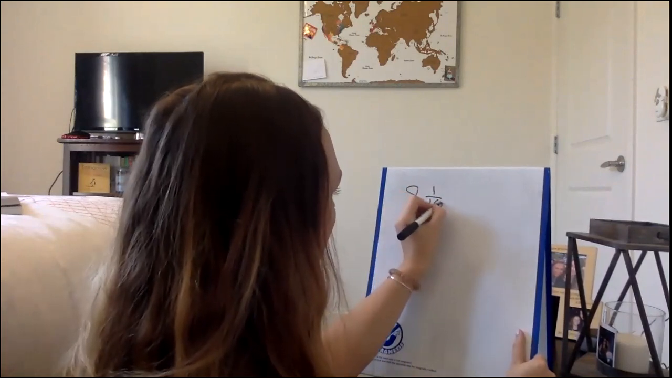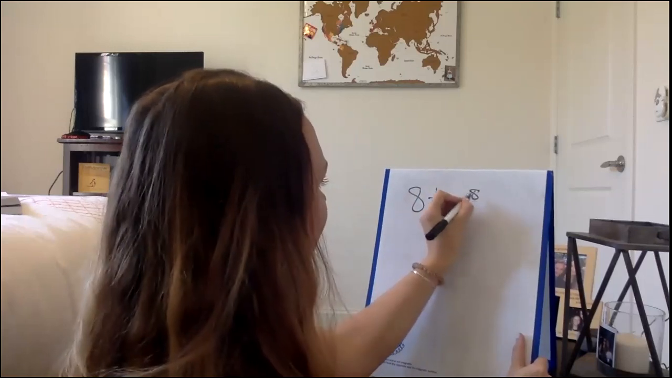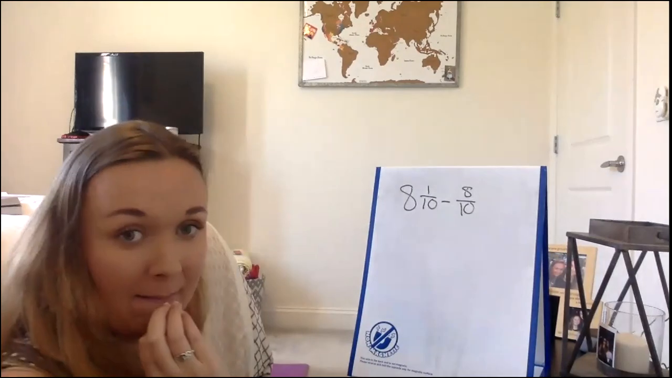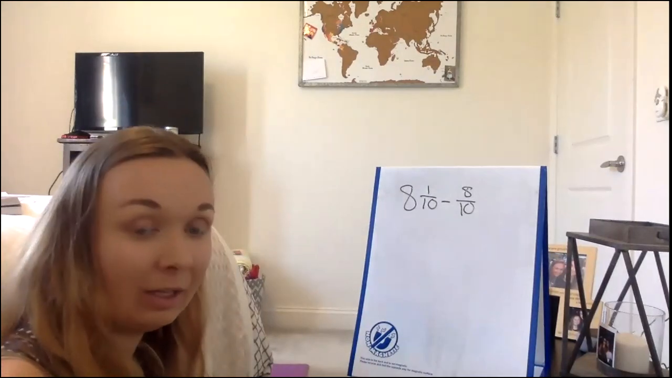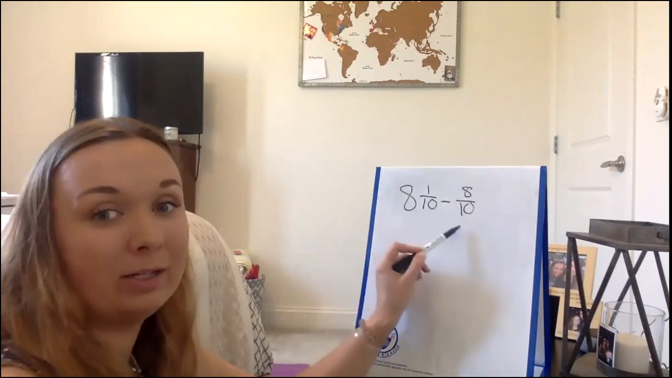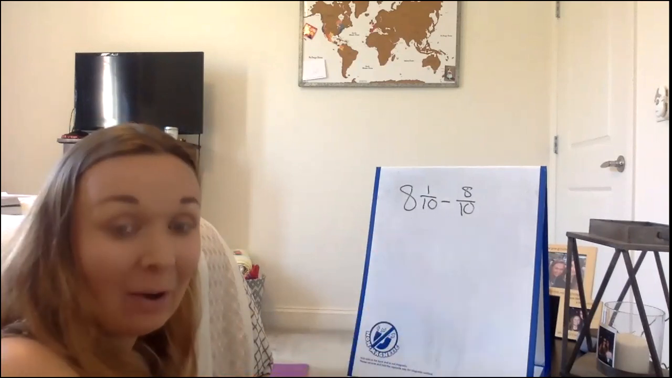Here I have 8 1/10 minus 8/10. So this time I have a mixed number minus a fraction. And I would do the same thing, subtract the wholes, subtract the fractions. But when I look here, I can't do 1/10 minus 8/10. I don't have enough.